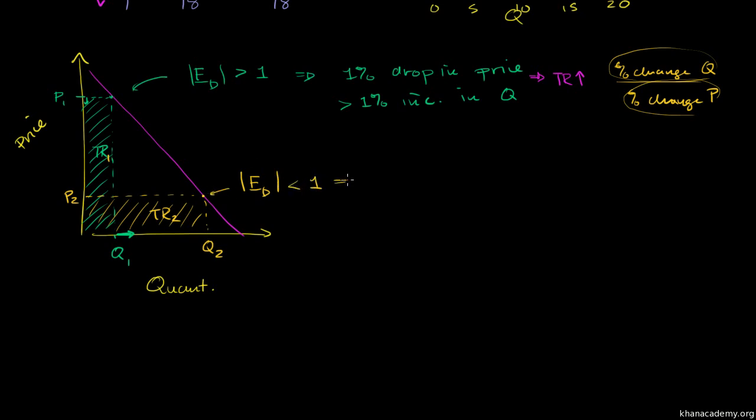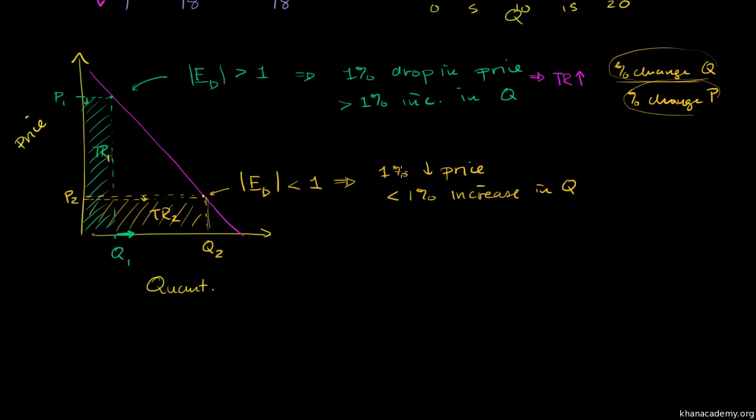So the absolute value of our price elasticity of demand is less than 1 at this point in the curve. And all that is a fancy way of saying that for a 1% drop in price, we get less than a 1% increase in quantity. They move in opposite directions. So we're lowering the height. If we have a 1% drop, we're lowering that by 1%, but we're not getting a 1% increase in our width. So the width isn't going to be increasing that much.